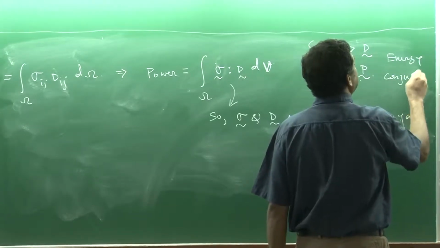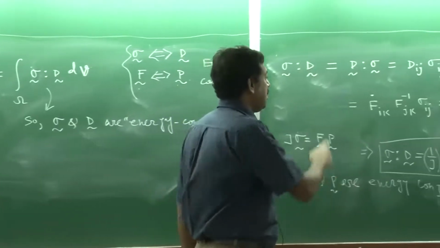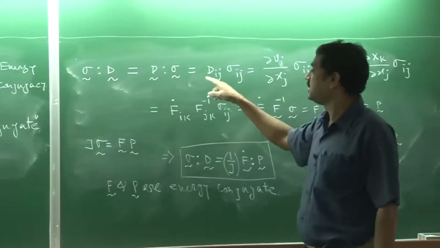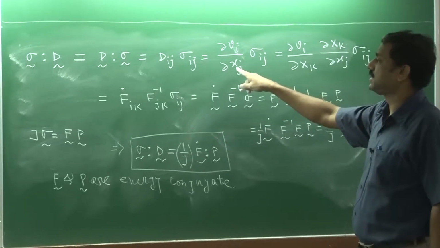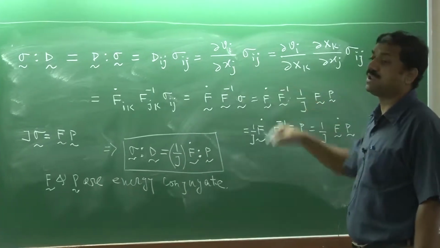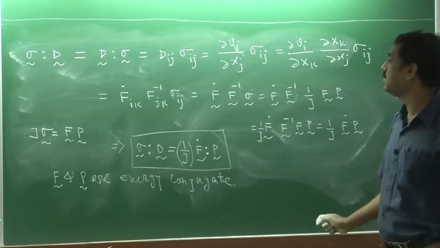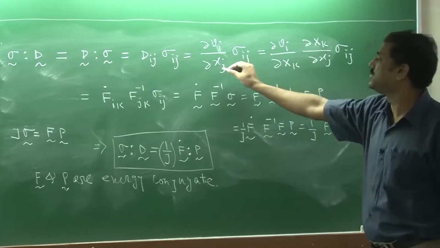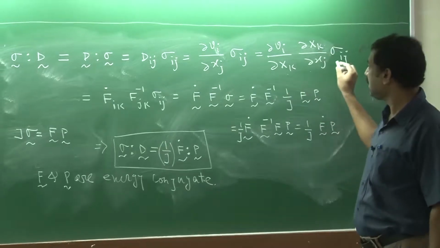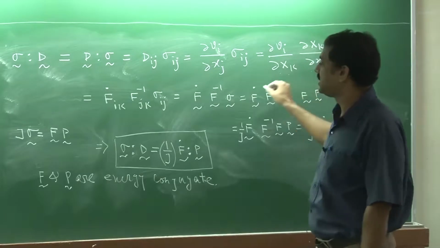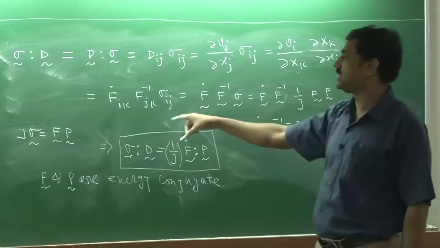Energy conjugacy. You see sigma inner product d, or if we change it, that does not really change: d_ij sigma_ij, that is, v_i,j sigma_ij. Now this is with respect to the deformed, or spatial, or Eulerian configuration. If we want to relate it to the undeformed configuration, we have to apply the chain rule with respect to capital X_j. So this one is nothing but the rate of the deformation gradient, F dot, and this one is nothing but the inverse of the deformation gradient, and sigma.